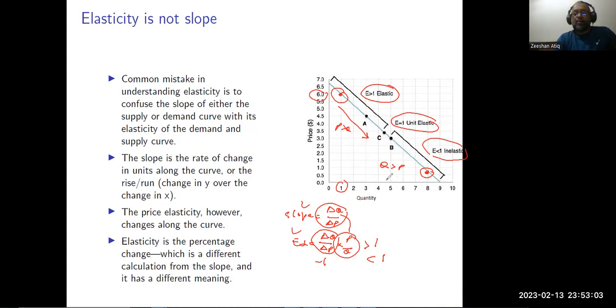So there is a catch. Sometimes when we try to understand elasticity with the slope, we just make a mistake. So we should not be confusing the elasticity with the slope. The slope and elasticity are two separate concepts, at least for the linear curves.